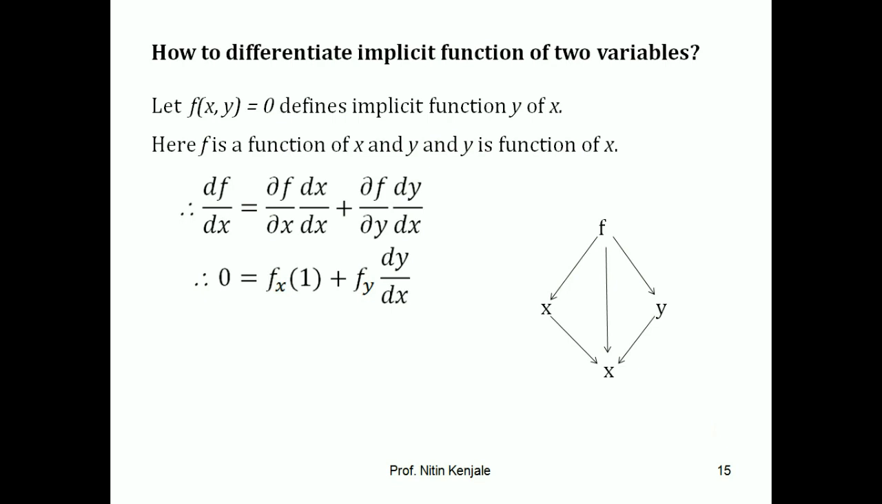Rearranging the terms, we get dy/dx is equal to minus fx upon fy. This is how we can differentiate implicit function y of x. Now let us see an example for this.